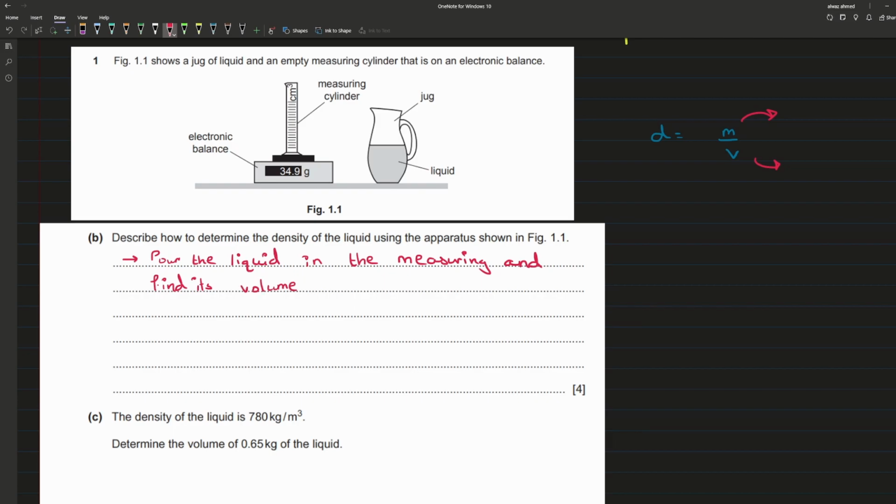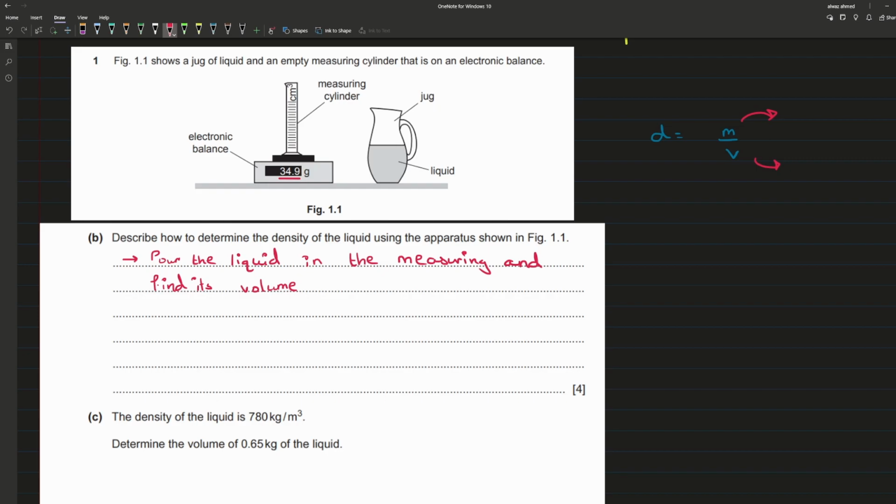The next thing that we need to do is find out the mass of this liquid. Now we can't just put the liquid on top of the electronic balance because it will obviously flow out, so we need to put it in the measuring cylinder. But if we put the liquid in the measuring cylinder and take the reading, it will be the mass of the liquid plus the mass of the measuring cylinder. So what we need to do is find out the initial mass of the measuring cylinder alone. And as we can see in the question, we have 34.9, which is the mass of the measuring cylinder.